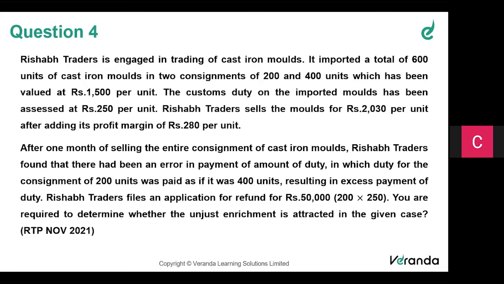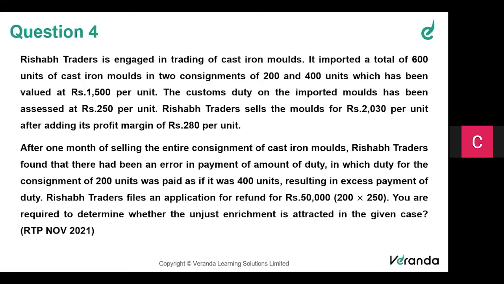like he imports 600 pieces, and suppose he paid excess duty. Suppose he imports 600 units, and instead of 250, which is the applicable duty, he paid 300 rupees duty, and the same duty he applies in his costing, adds the difference duty and recovers it from the customer. Then he will not be able to claim that duty from the department. Customer can claim that duty. This is called unjust enrichment.